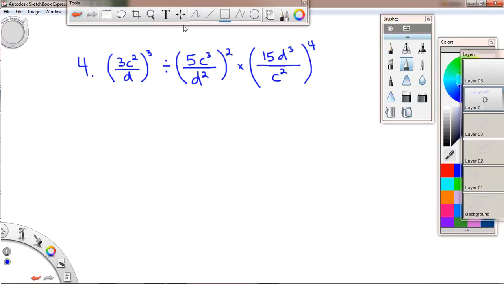So this one is kind of throwing everything at you. We've got fractions being raised to powers. We've got products being raised to powers. We've got a little tricky 15 that we've got to deal with that's being raised to a power. So let's go ahead and work this thing out. First things first, let's raise things.